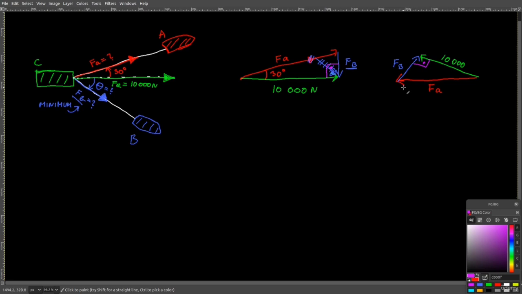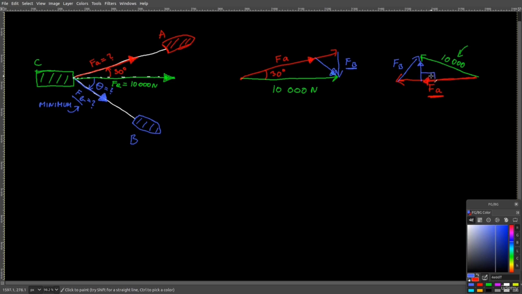But how about I do it differently? How about I start decreasing my FA? And instead of treating this one as hypotenuse, I treat this one as hypotenuse. In that case, this would be your FA, and this would be your FB.